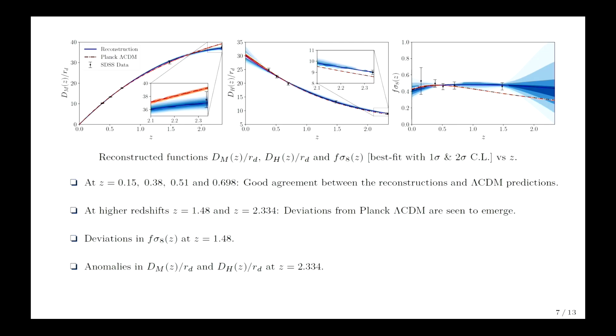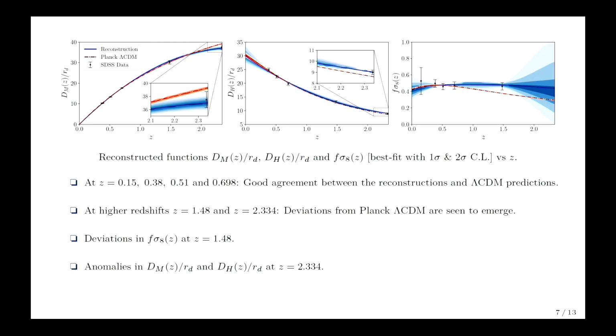For the F sigma 8 data, we do not have any data point at this high redshift. The highest redshift the F sigma 8 data can probe is 1.48, the quasar data, and we find that there is a more than 2 sigma discrepancy in the F sigma 8 measurement at this redshift.